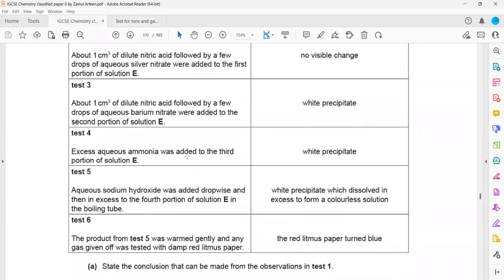Then nitric acid and barium nitrate. This is a test for what? Sulfate, SO4 2 minus, sulfate ions. So this is a test for sulfate ion. It gives a white precipitate. It means that sulfate is present.